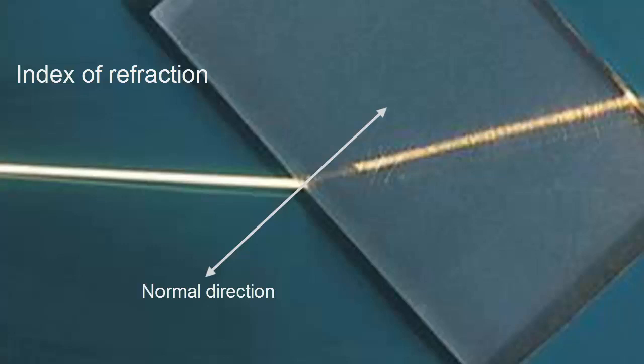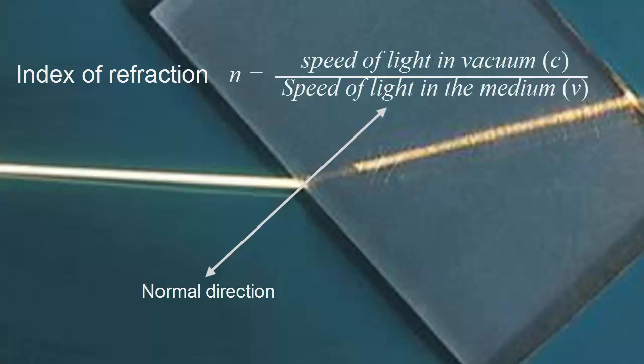The refractive index is given the symbol n and is defined as a ratio of the speed of light in vacuum to its speed in the medium.